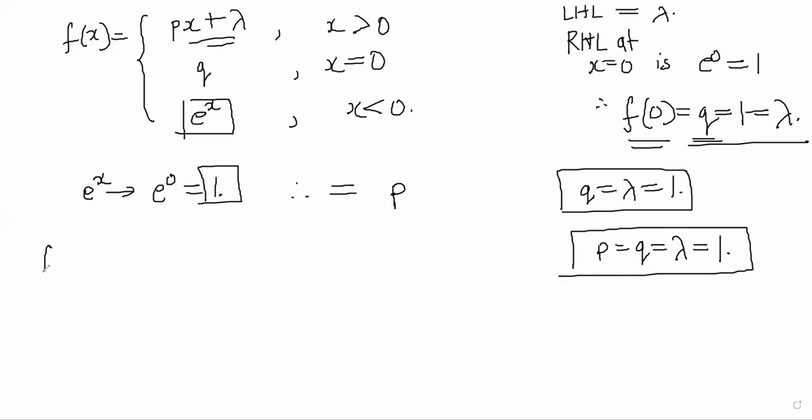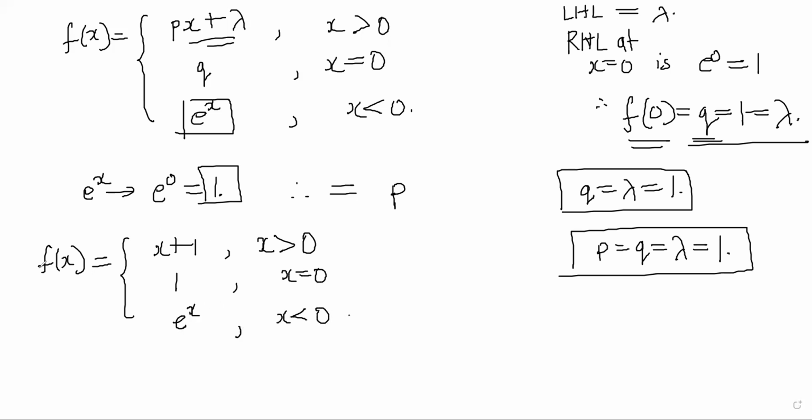So now the function looks even simpler. It is basically x plus 1 for x greater than 0, 1 for x equal to 0, and e power x for x less than 0, right? So that is my function. I have found p, q, lambda. So p plus q plus lambda is equal to 3, which was one of the options.